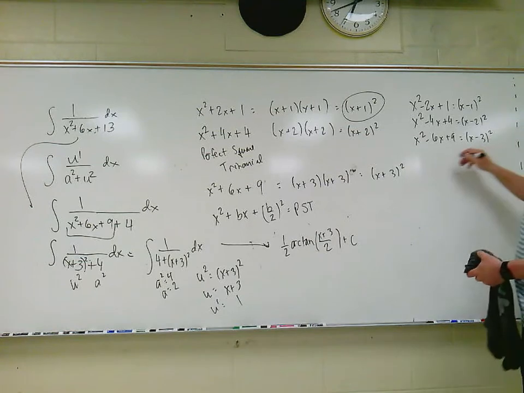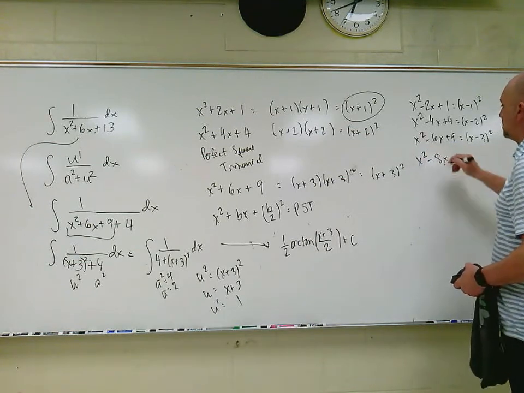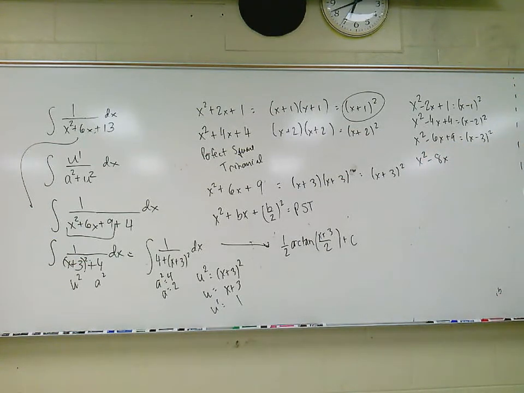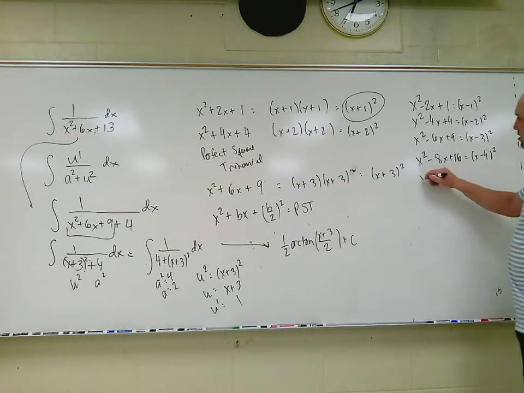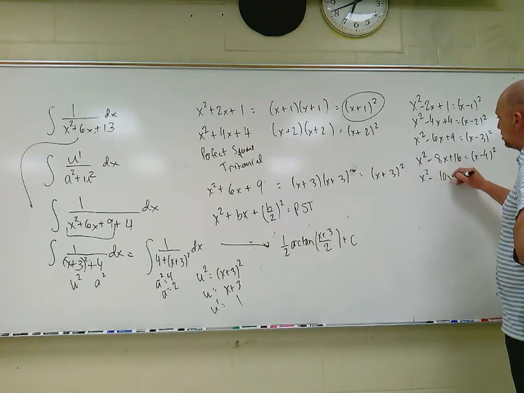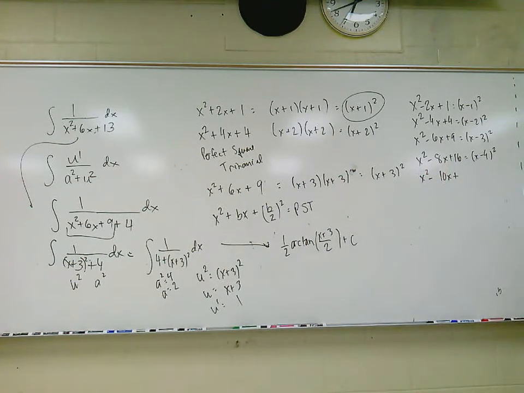All right, what would be the next one? So we go x squared minus 8x. What should the last number be? 16. That's exactly right. Half the middle number squared, and then that's x minus 4 squared. Okay? If it's x squared minus 10x, what should be the last number? 25. See, we're just taking half the middle number and squaring it, and then that would be x minus 5 squared. Okay? Got it? All right, so let's try another one.